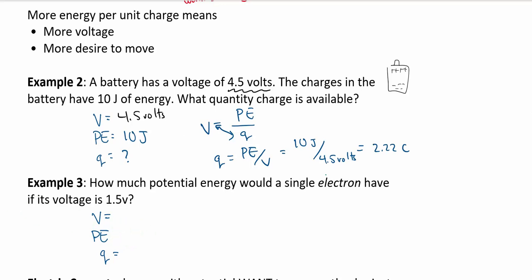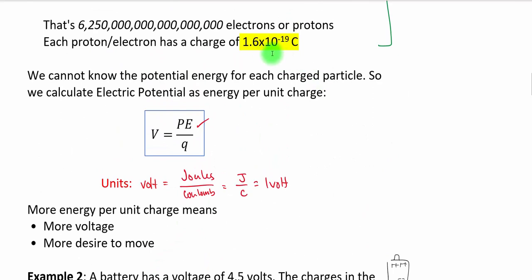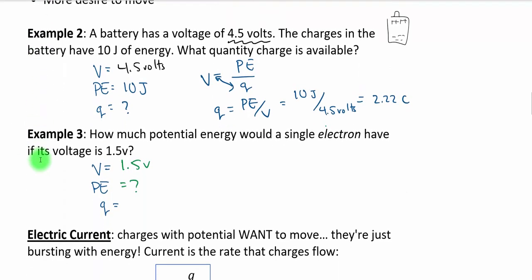Go ahead and put in some numbers here. The voltage would be 1.5 volts. The potential energy is what we're looking for. And let's see what the charge was, because we need the Q. We can't have two unknowns. So if I scroll back up, I got this ugly thing, 1.6 times 10 to the negative 19th coulombs. All right, so let's write that down here. Q is equal to 1.6 times 10 to the negative 19th coulombs.